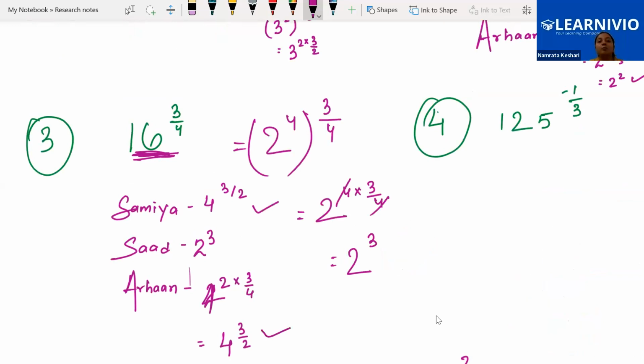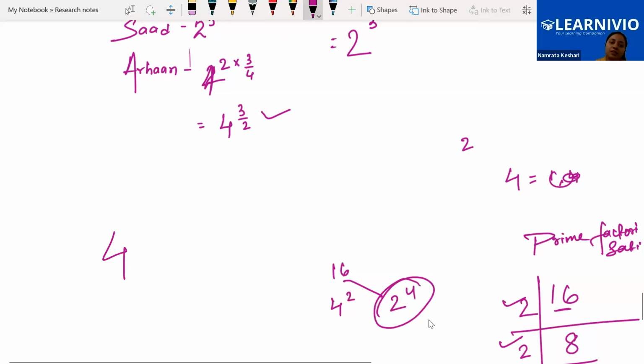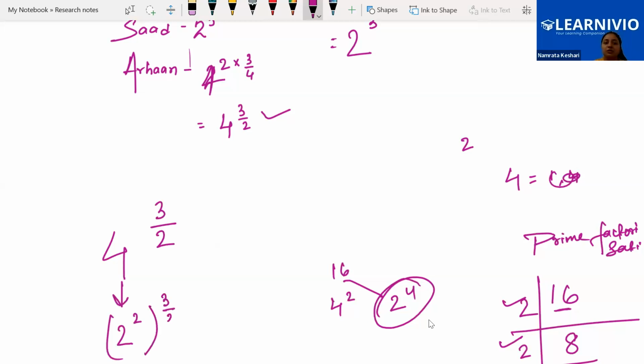Arhan, it's correct, but you also need to do one more step, because you are saying 4 to the power 3 by 2. Can you see one more step is possible? 4 can be written as 2 square, and that's power 3 by 2. Yes, ma'am. Getting it? Yes, ma'am.